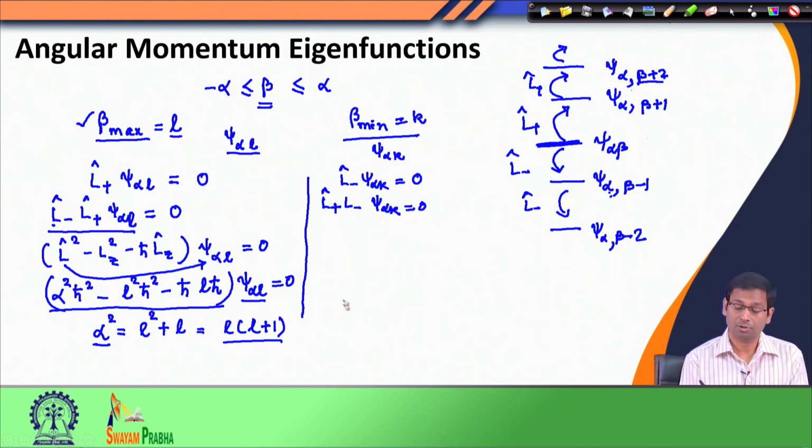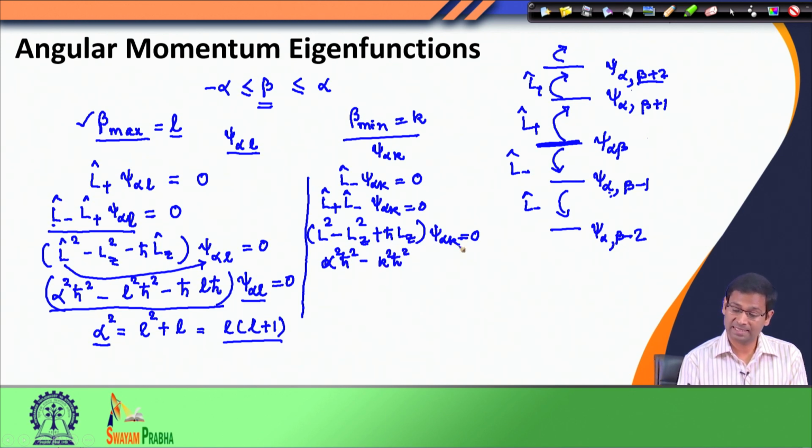And if I continue, I would show that L plus L minus is L square minus L z square plus h bar L z on psi alpha k, which is 0. When L square acts on psi alpha k, I get alpha square h bar square. When L z square acts on psi alpha k, I get k square h bar square. When L z acts on psi alpha k, I get k h bar.